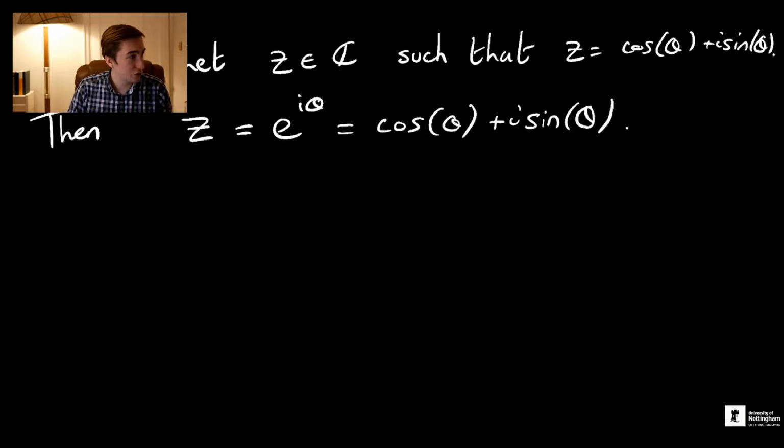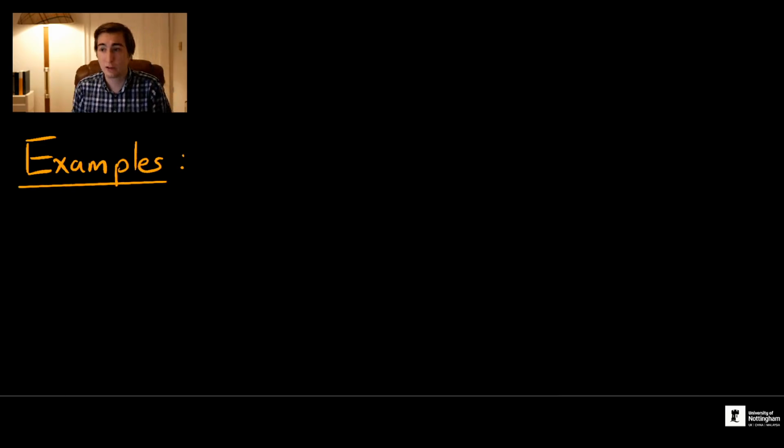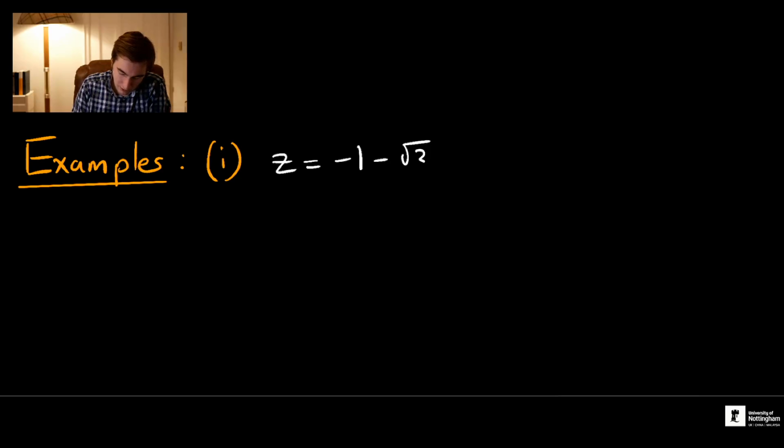So let's finish off by looking at some examples of how we can write a complex number in this exponential form. As usual, I'll just cover one example here, and you can look at more of them in the notes. The one that I'm going to look at is: let's take z equals, say, -1 minus root 3i.